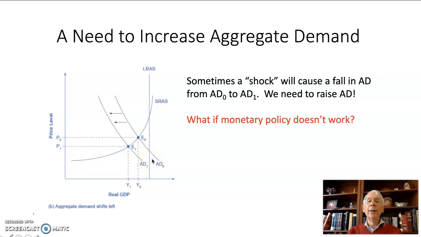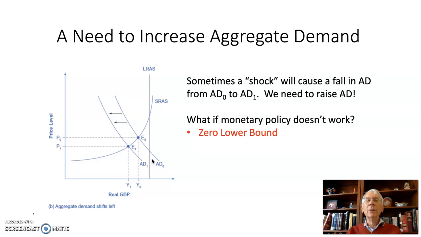Well, if we want to do that, we talked already about the idea we can use monetary policy. So by changing the discount rate, changing the reserve requirement, open market operations, even quantitative easing, the result is we can bring down interest rates and try and stimulate aggregate demand. That's monetary policy. But what if it doesn't work?